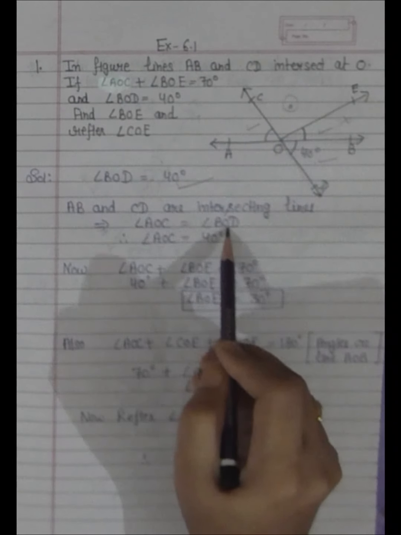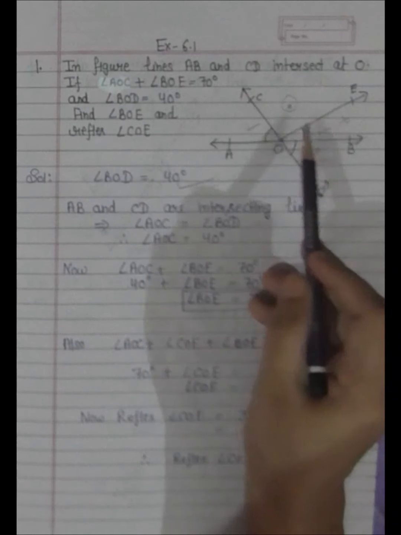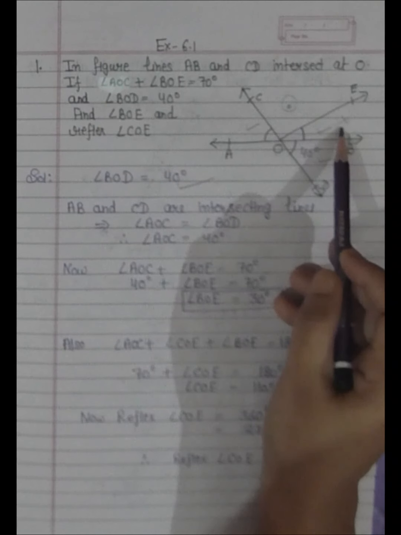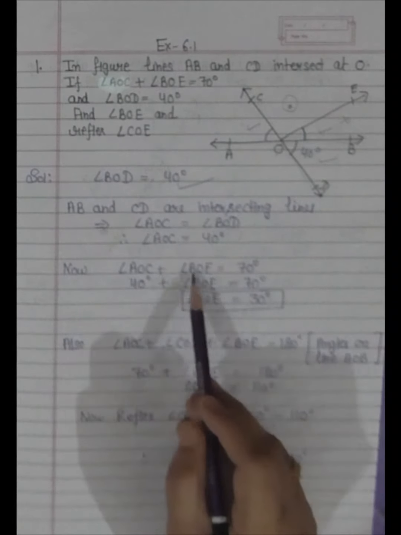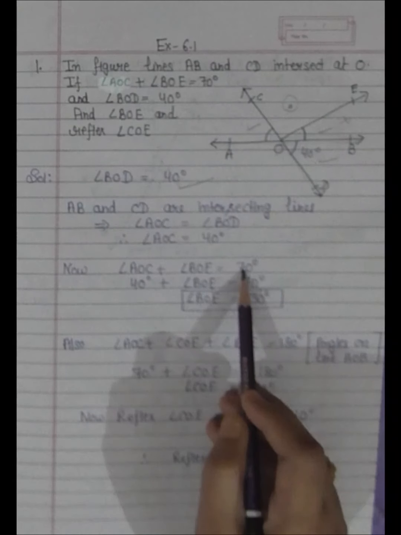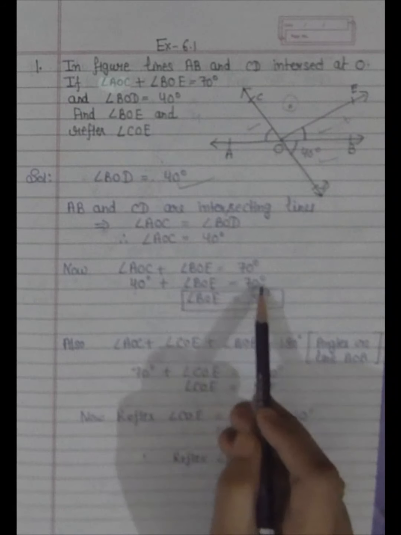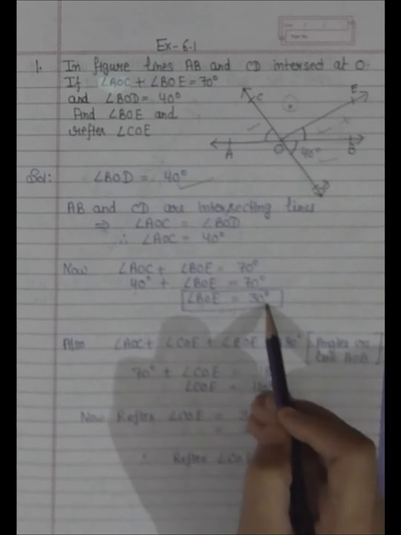Now again, the sum of these two angles is given as 70 degrees, and this is 40 degrees. So we can find this angle by subtracting this angle from 70 degrees. So angle AOC plus angle BOE is equal to 70 degrees. 40 degrees plus angle BOE is equal to 70 degrees. Therefore, angle BOE is equal to 30 degrees.